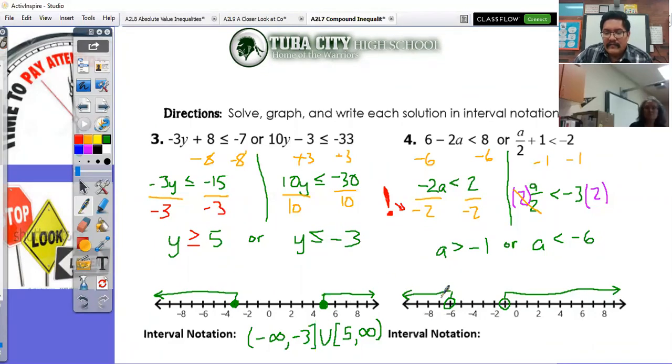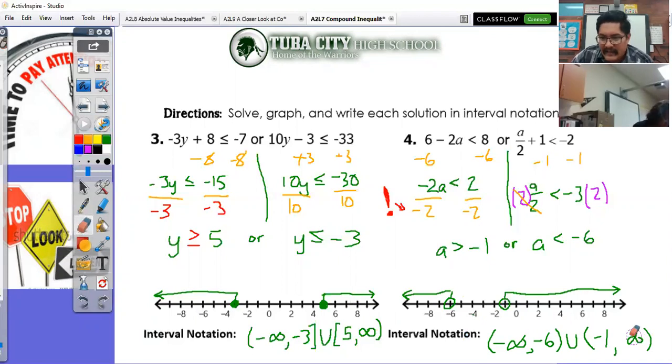And let's use our graph to put it in interval notation. So from -infinity, it goes to -6 and stops there, but doesn't include -6. Union -1 on to infinity. Okay, that looks like a pair of glasses. Let me fix that. There we go. And that's it for this one.